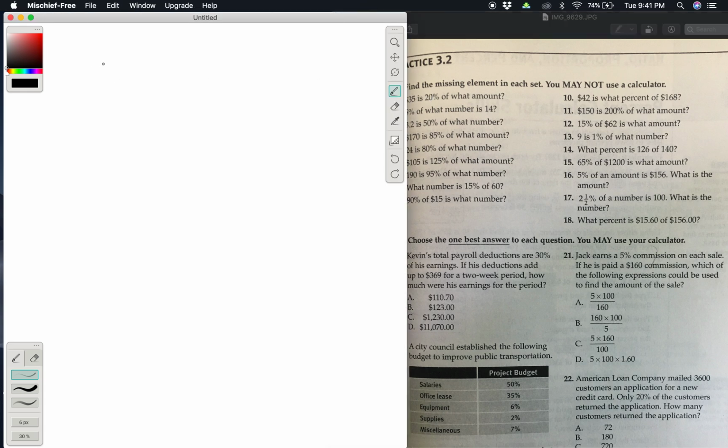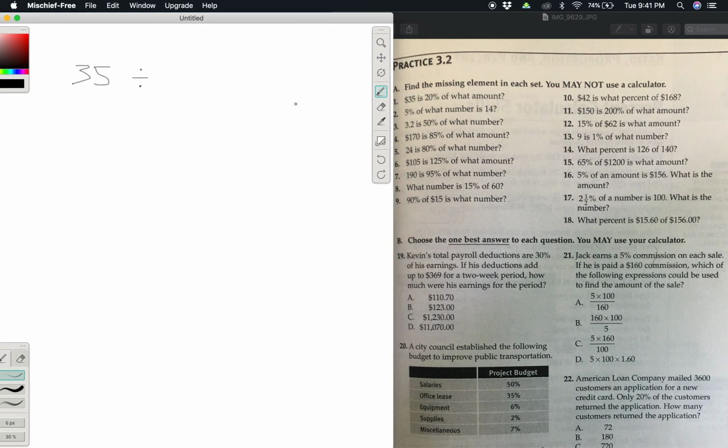Okay, so 35 divided by 20%. Remember, anytime you're dealing with all of these percents, you will always turn it into a decimal number. So we'll just write 35 divided by, we have 20%, we change it to a decimal number. Now the decimal is right here. The new decimal is right there. So now we do 35 divided by 20.